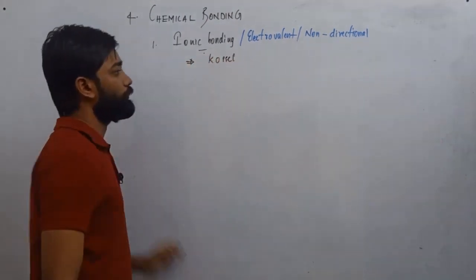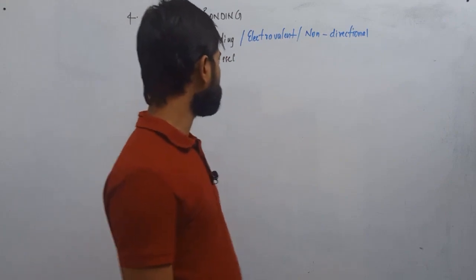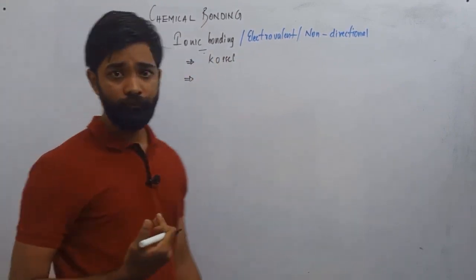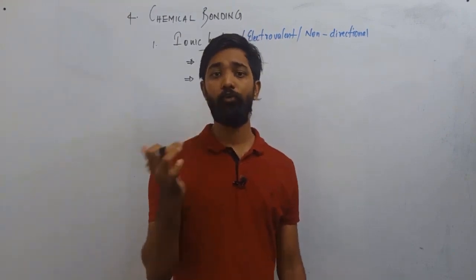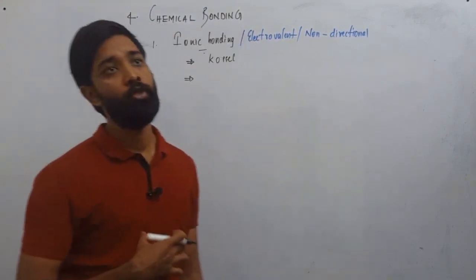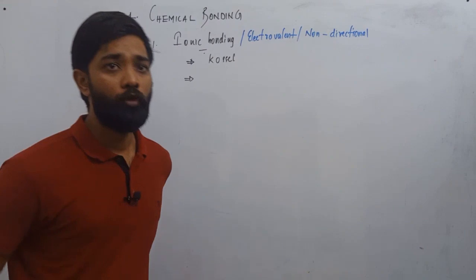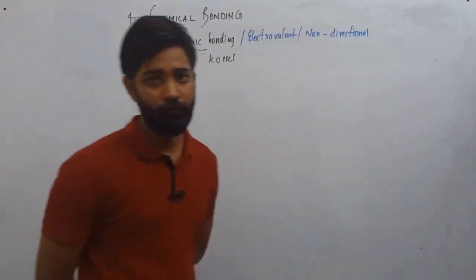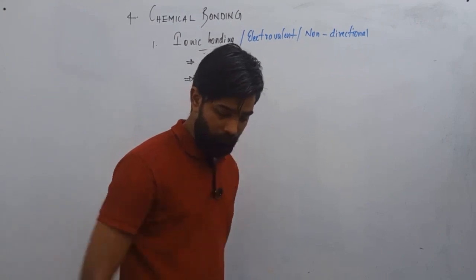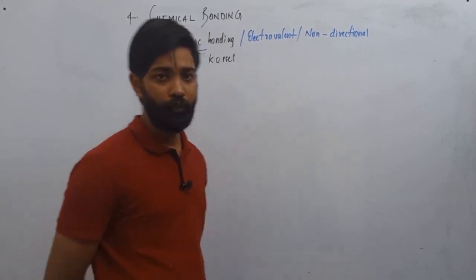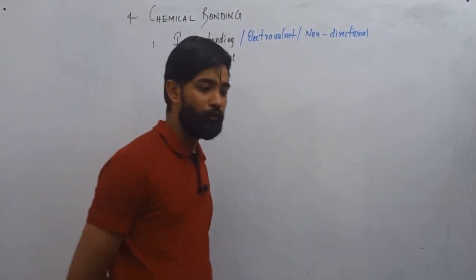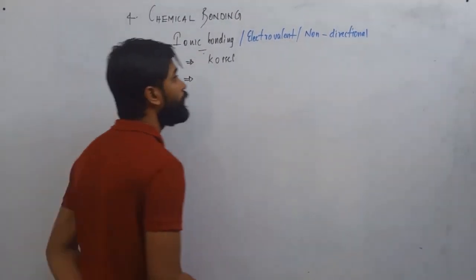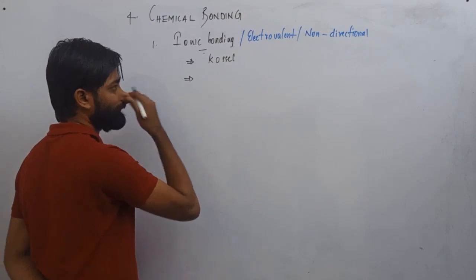Proposed by Kossel. And you all know how an ionic bond is formed. It is formed by the complete transferring of electron from one atom to another.